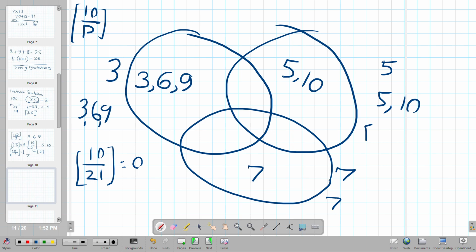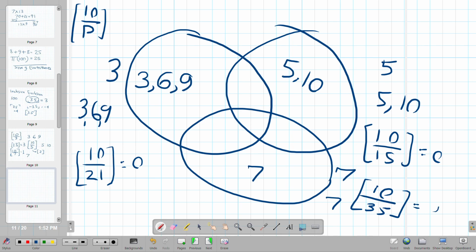There aren't any numbers under 10 that are divisible by 5 and 3. This is 0. And there aren't any numbers up to 10 that are divisible by 7 and 5. So this is a very trivial example of inclusion exclusion where there's nothing here really. These are 0, 0, 0, 0.